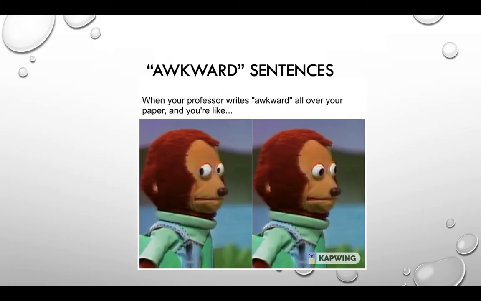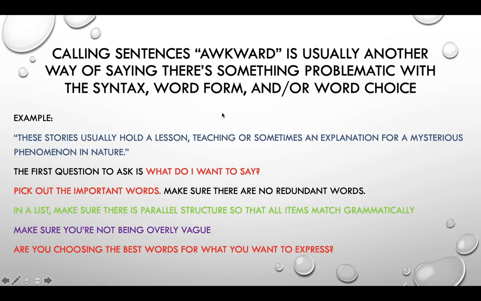All right, what about these awkward sentences? When your professor writes awkward all over your paper and you're like, what? Calling sentences awkward is usually another way of saying there's something problematic with the syntax, word form, and or word choice. So for example, here's a sentence. These stories usually hold a lesson, teaching, or sometimes an explanation for a mysterious phenomenon in nature. The first question that I ask when I read this sentence is, what is it that this person wanted to say? The next thing that I can do to fix this awkward sentence is to pick out the important words.